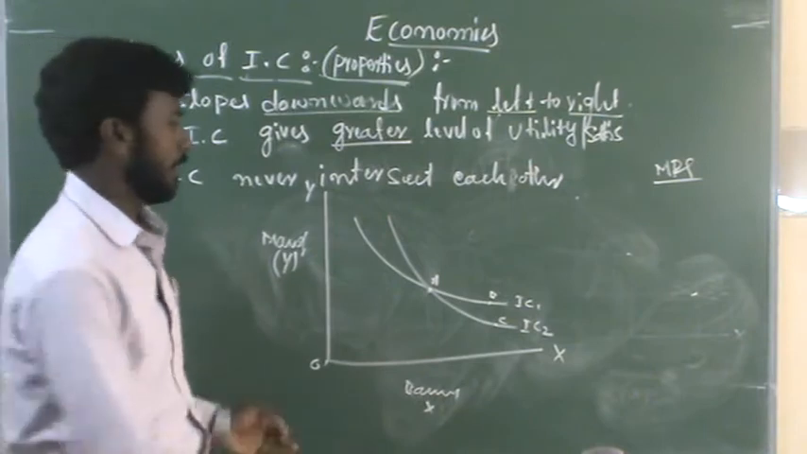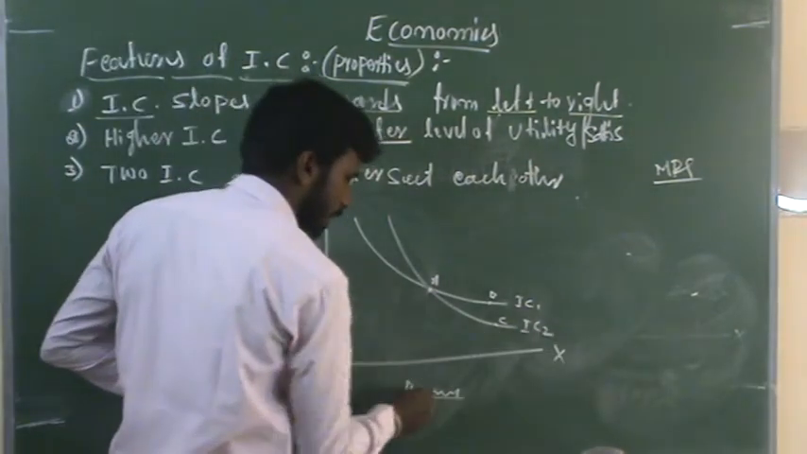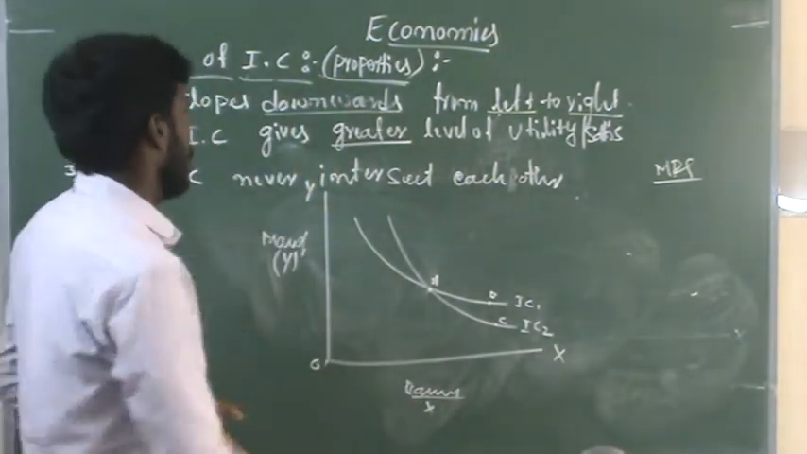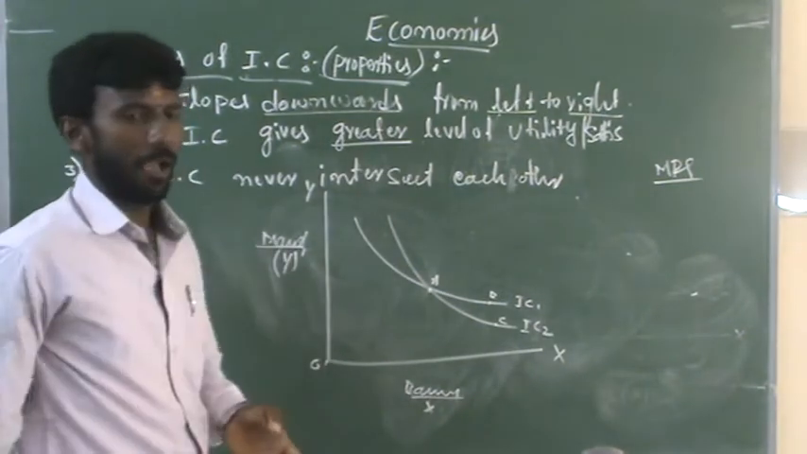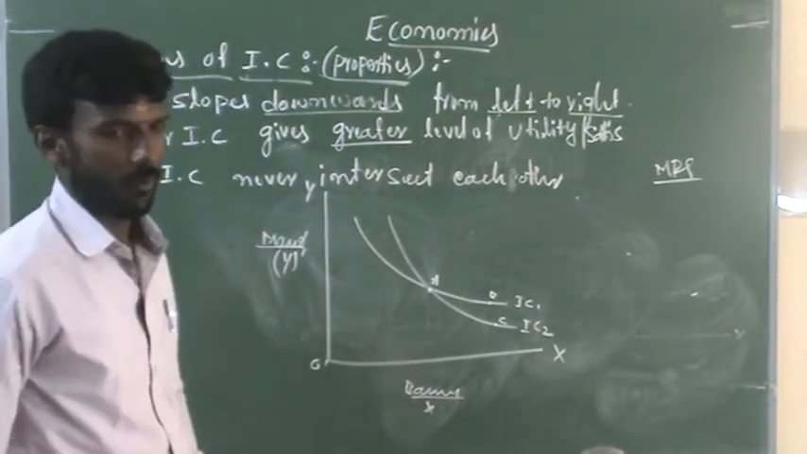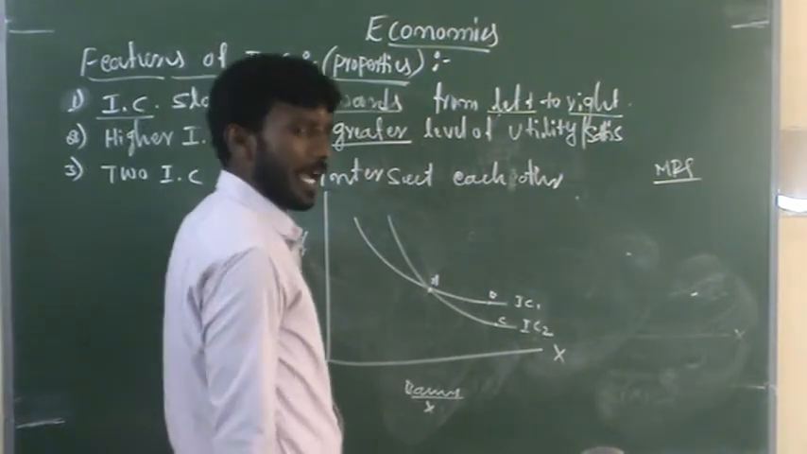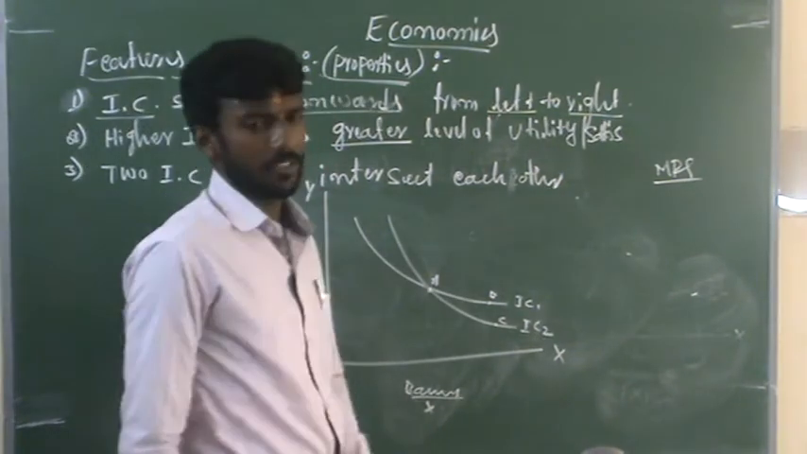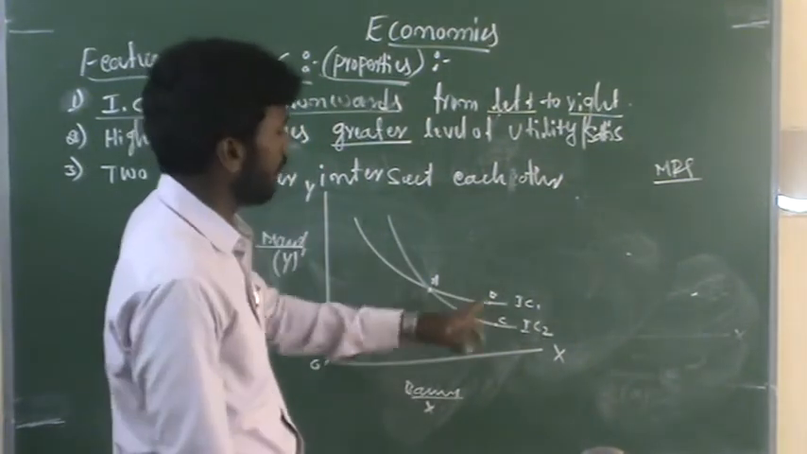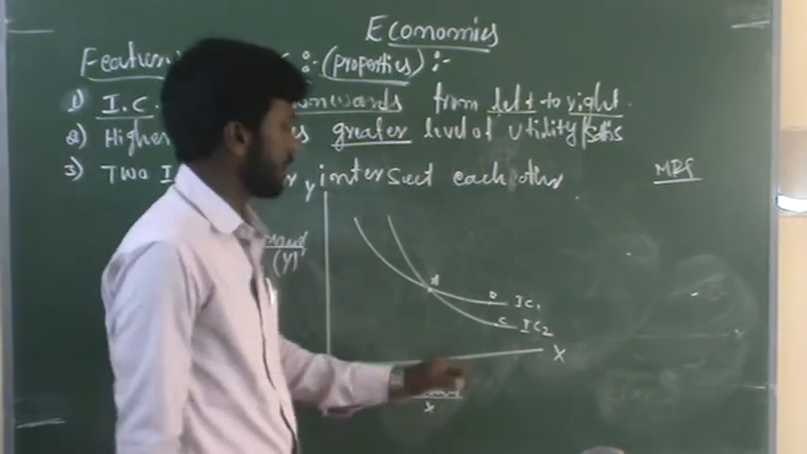We know the x-axis represents good X, banana, and the y-axis represents good Y, mango, the y commodities or the y goods. Now in this diagram two diagrams will be there. One is IC1 and another one is IC2. Totally here we have two curves to be seen in this diagram.